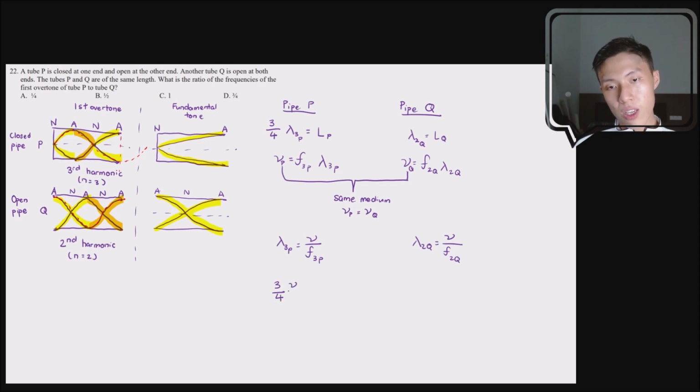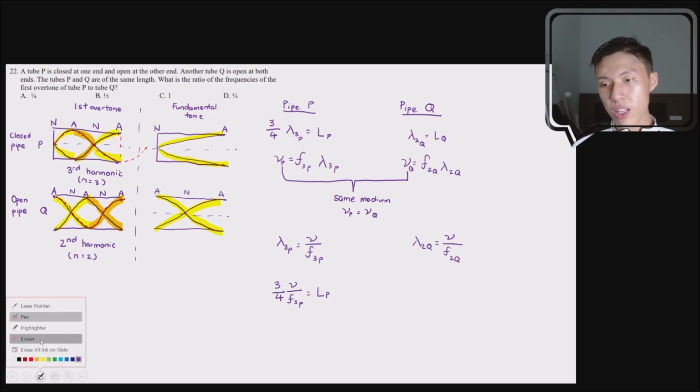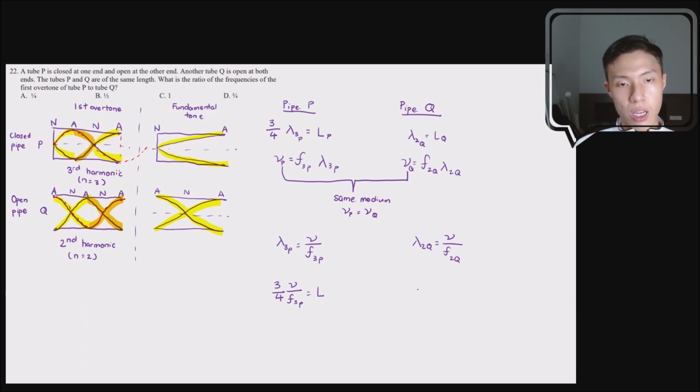3/4 of V over the frequency F3P, the third harmonic for pipe P, is equals to the length of pipe P. Okay, let's not call it length of pipe P. We know that the lengths are the same, so you can just remove the P. Okay, continue. V, the wave speed, divided by the second harmonic frequency of pipe Q is equals to the length.